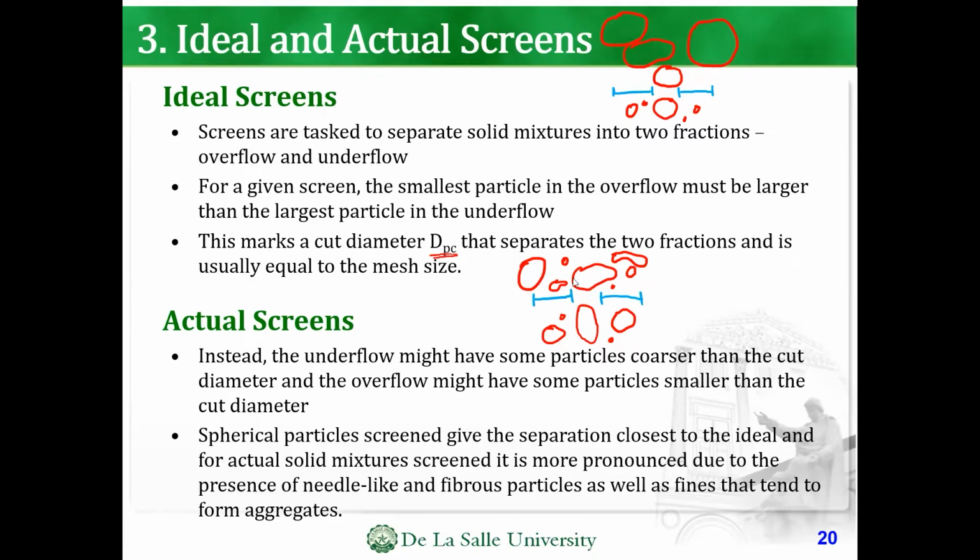However, for actual screens, the condition above does not really happen. Why? Because sometimes, even if the diameter of the opening here is larger than those small particles, sometimes they don't pass through. And sometimes, even if a particle is much bigger than the opening, due to its orientation, sometimes it passes through.